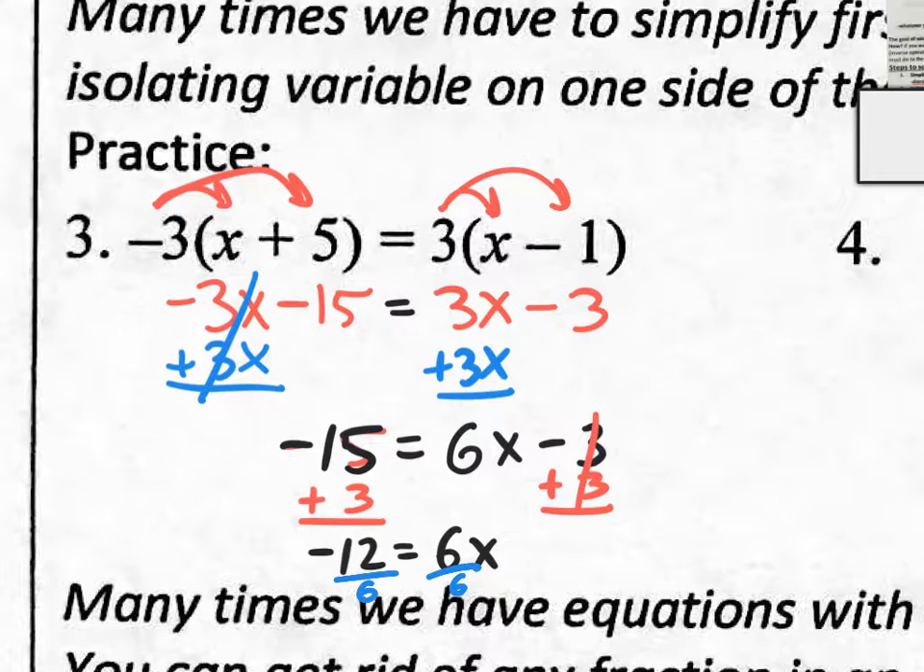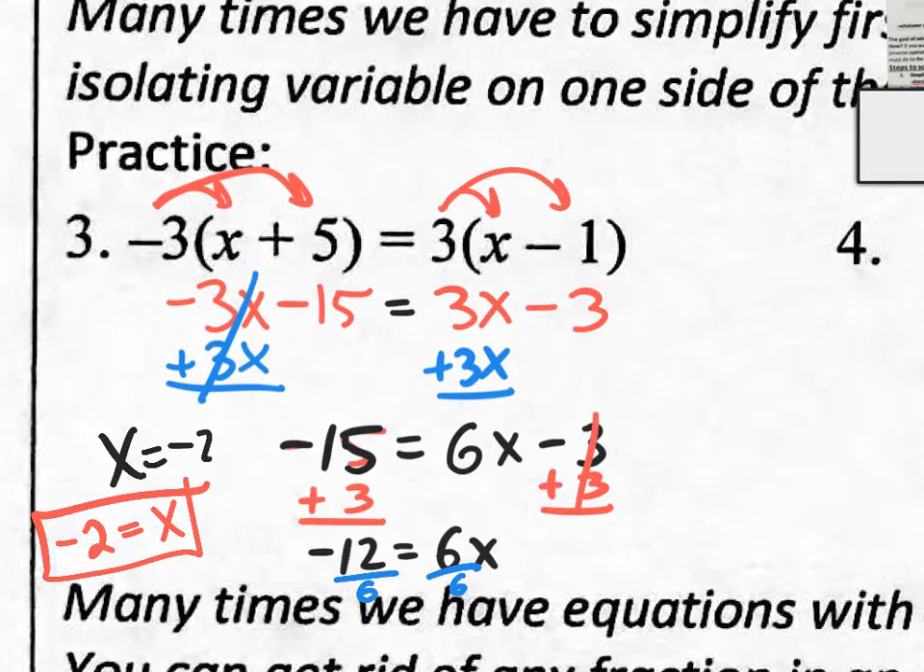So your answer, on the left side, you're going to have a negative 2. On the right side, you're going to have an x. So the answer is negative 2 equals x. But of course, you want to write it with the other way around, x first. So x equals negative 2. That's your answer for number 3.